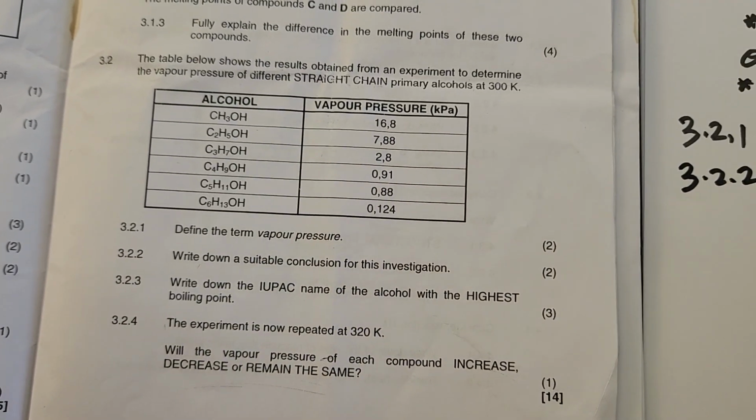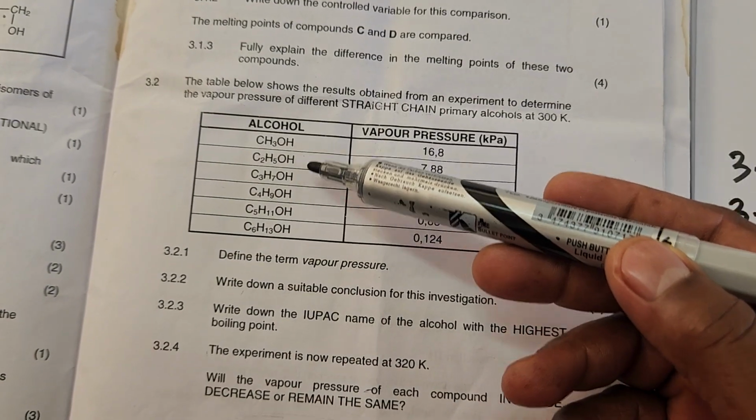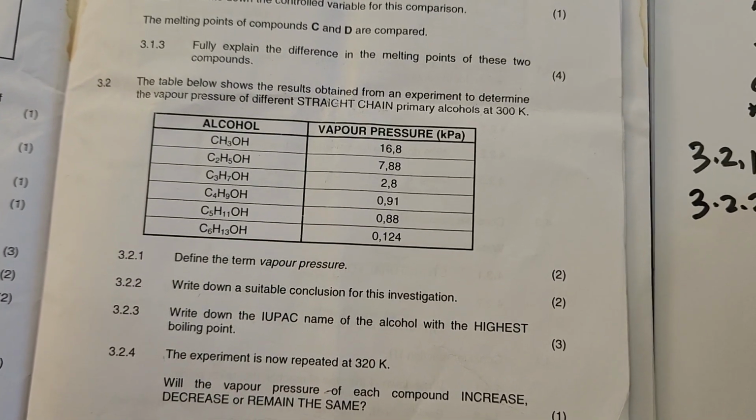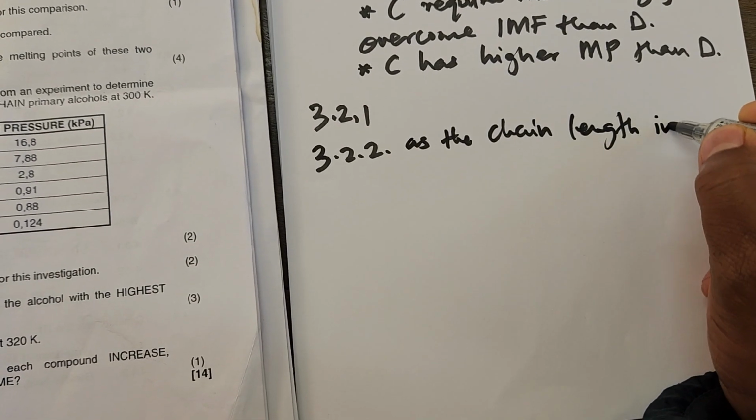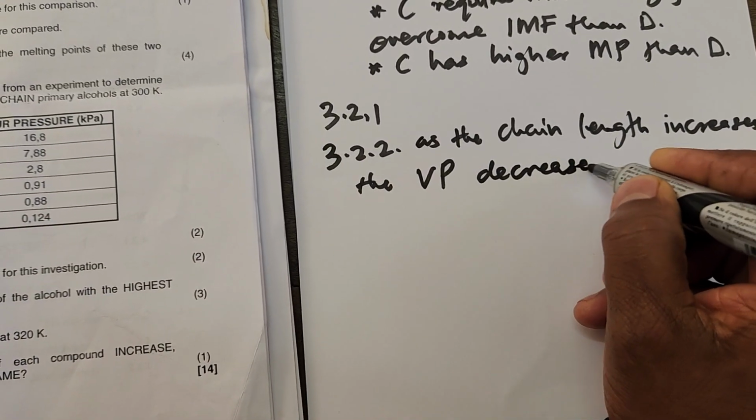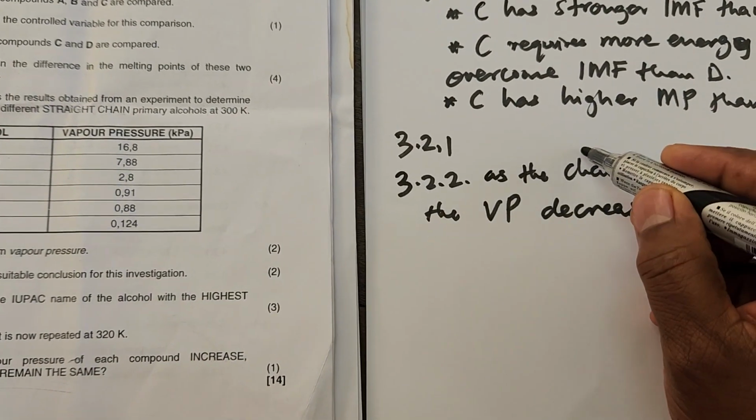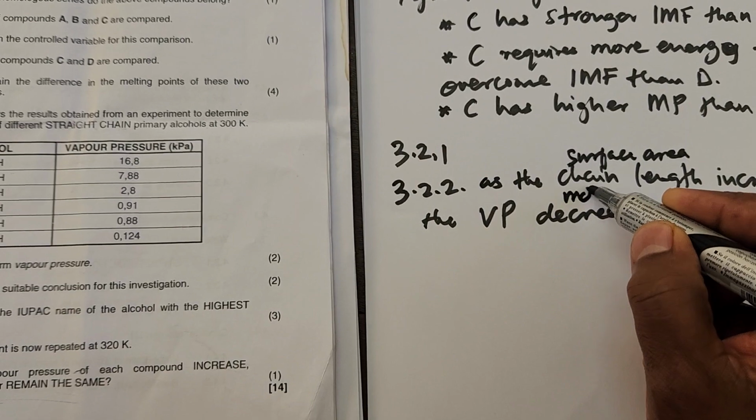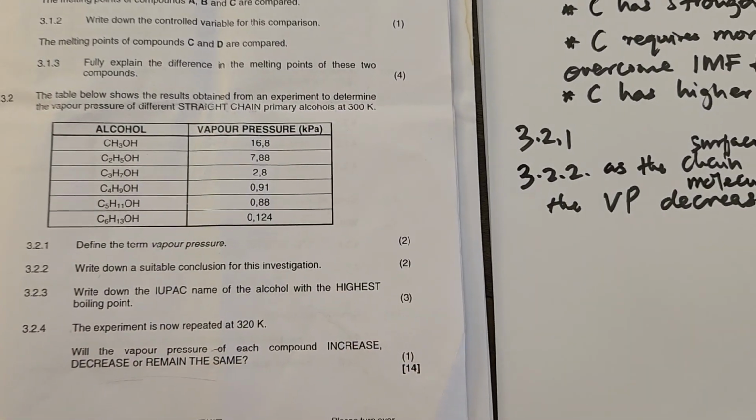3.2.2. Then we'll write down a suitable conclusion. As I said, a conclusion is based on the data collected during the experiment. You can see moving from alcohol with 1 carbon atom to 6, the vapor pressure is decreasing. Therefore, I can make a conclusion that as the chain length increases, the vapor pressure decreases, or an increase in chain length decreases the vapor pressure. If you want to say chain length, you can talk about the surface area. Or the molecular mass will be another option, because in this case we know that from C1 to C6 molecular mass increases.